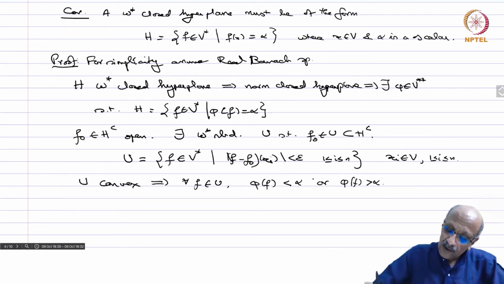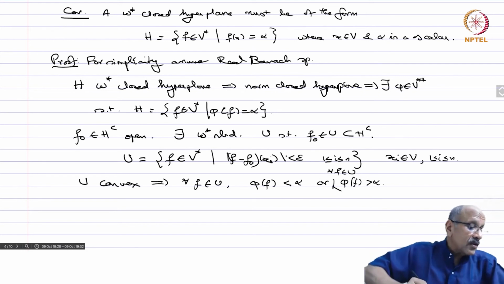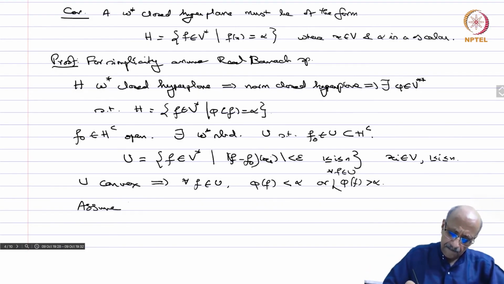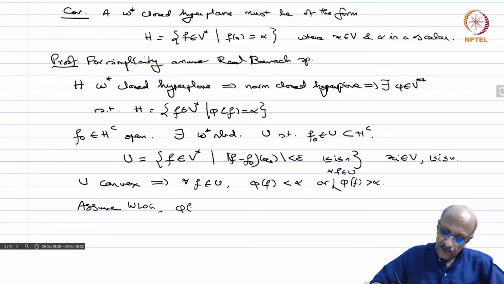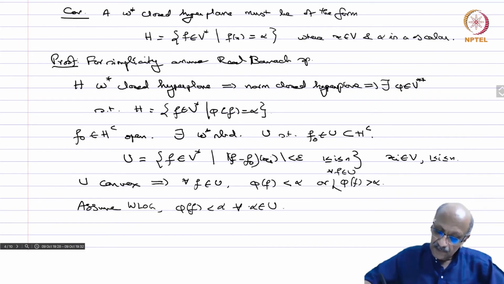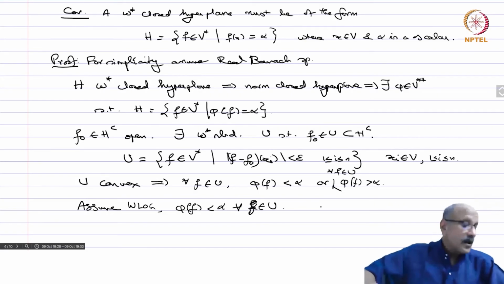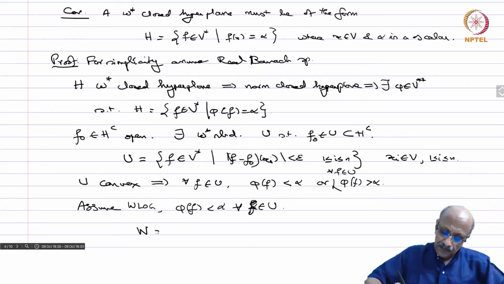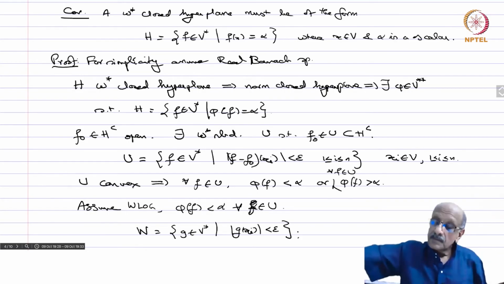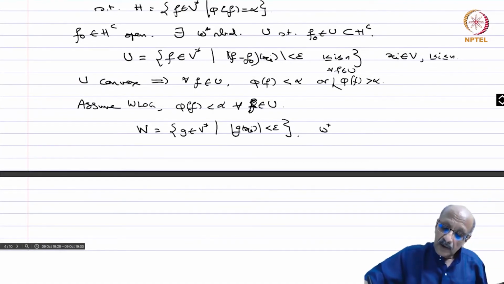So for every f in U, phi f is bigger than alpha, or for every f in U, phi f is less than alpha. So let us assume, without loss of generality, phi f is less than alpha for every f in U. Okay. Now let us look at W equals the set of all g in V star such that mod g x_i is less than epsilon. This is the neighborhood of the origin, so this is a weak star neighborhood of the origin.